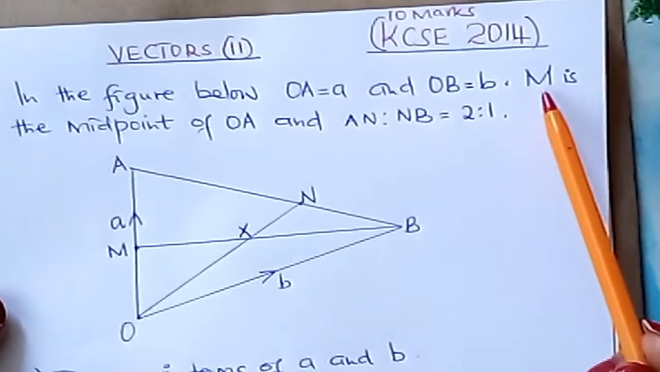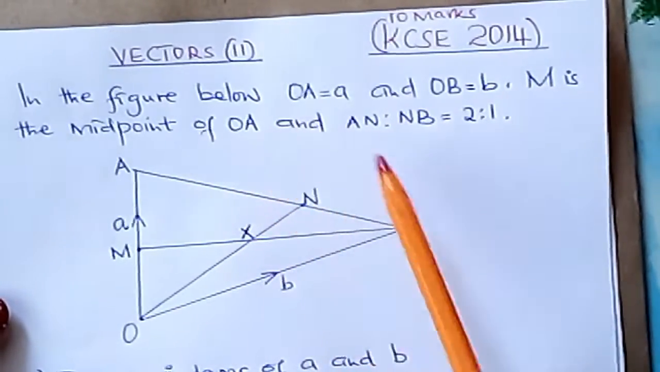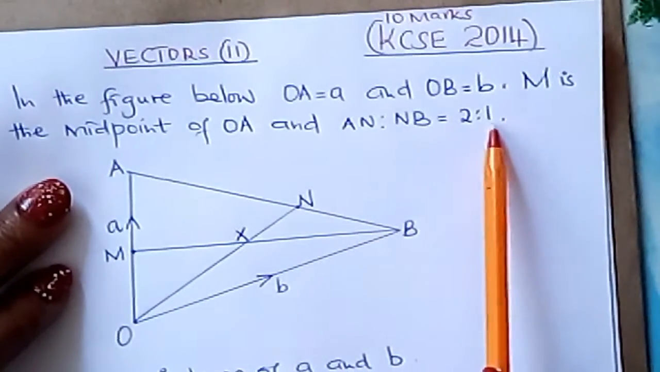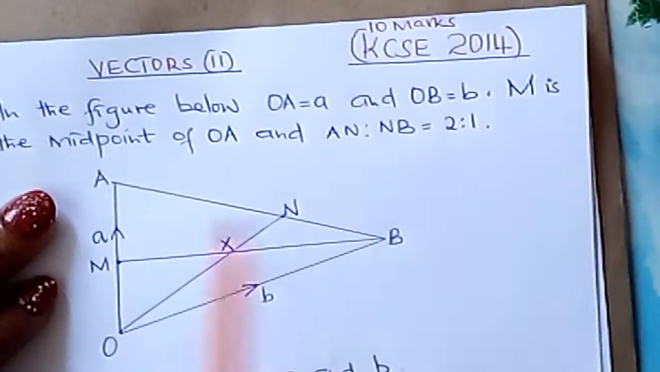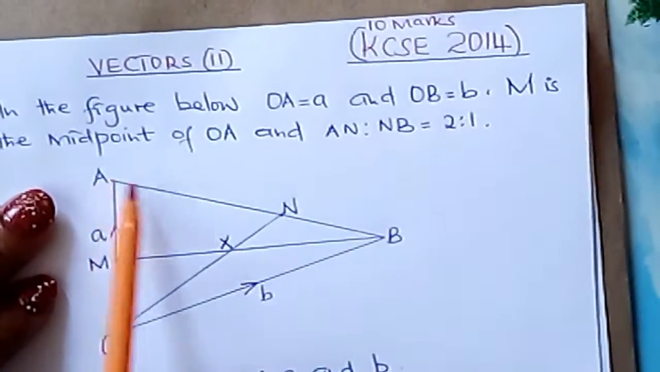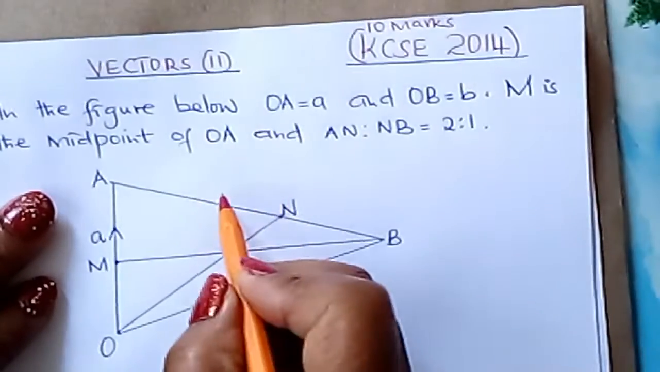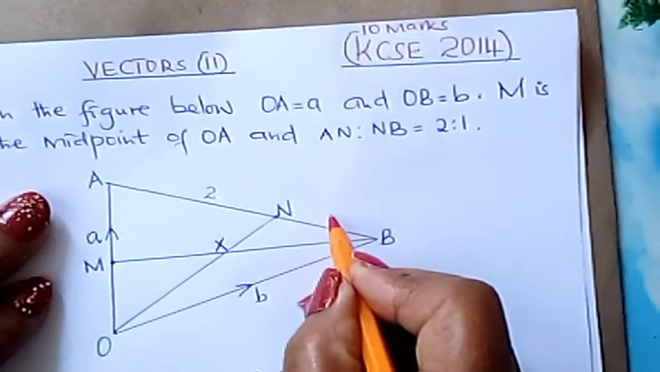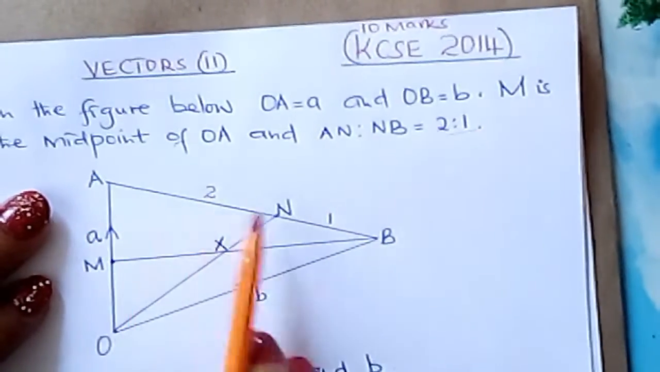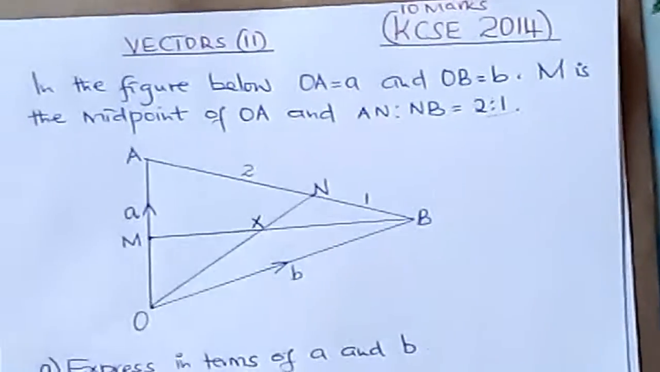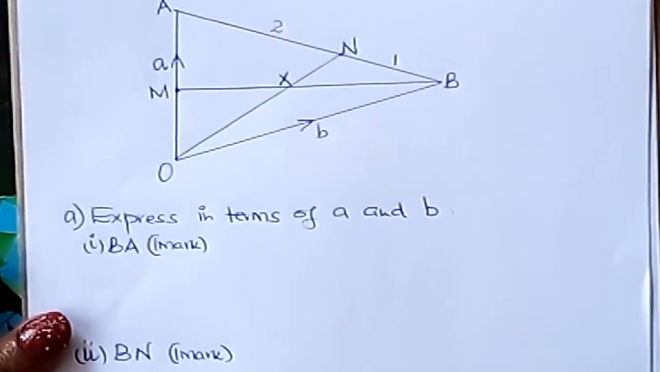So you are told M is the midpoint of OA, and AN is to NB is equal to 2 is to 1. Look at that, learner. AN is to NB is 2 is to 1. You go to your diagram and fix your ratios there. AN is 2 and NB is 1. Good. After that, now you go to the questions, learner.